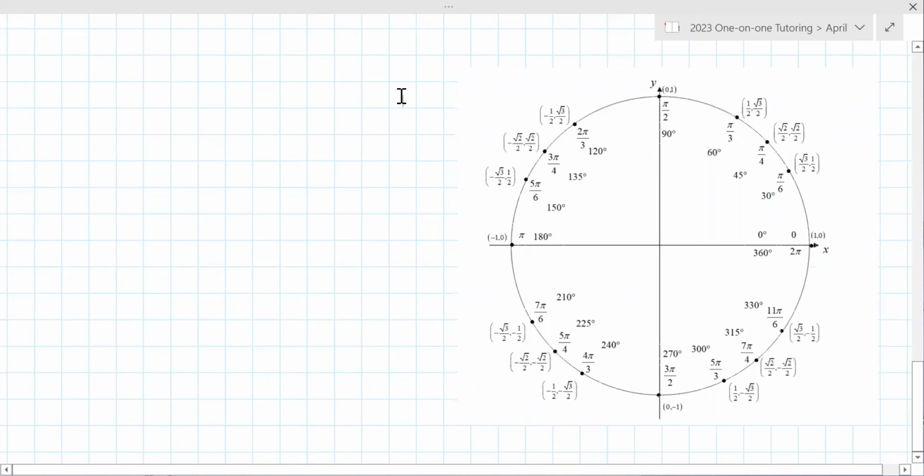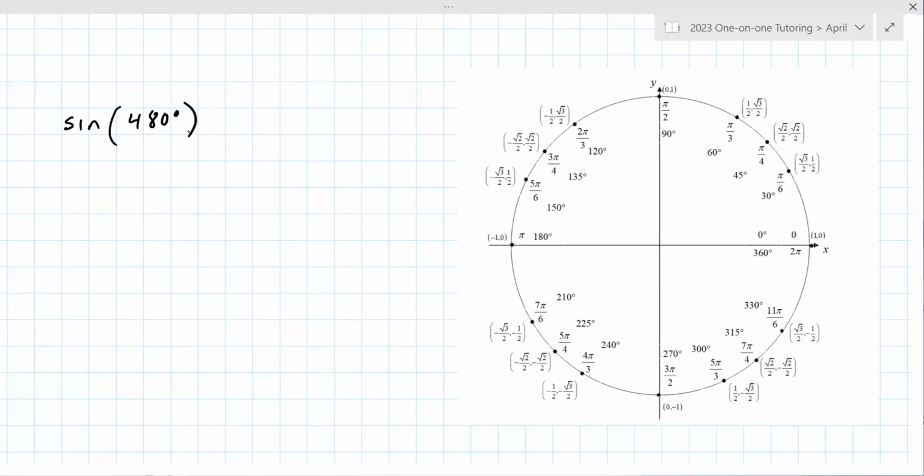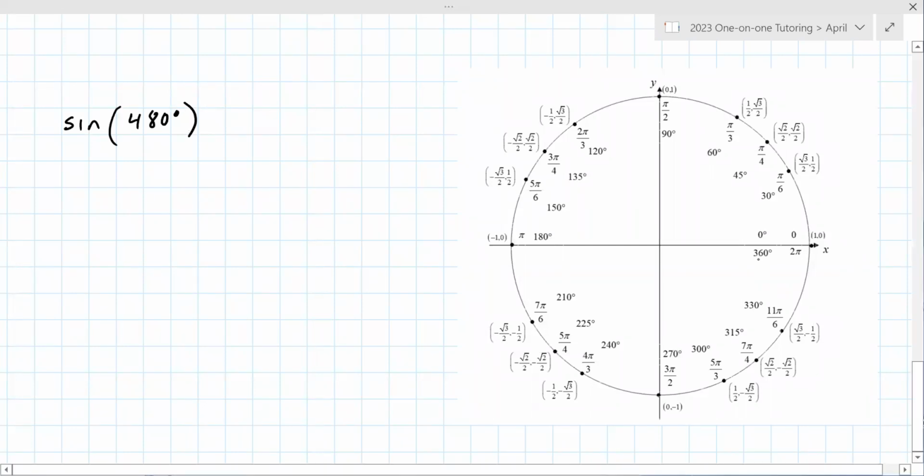All right, so another type of problem I could ask you is the sine of 480 degrees. And again, you'll notice that this is not on your unit circle. What you have to also know is that when you go all the way around, it's 360. So what you can do with this number is subtract 360 from it, just kind of like you did before. This is really the sine of 120.